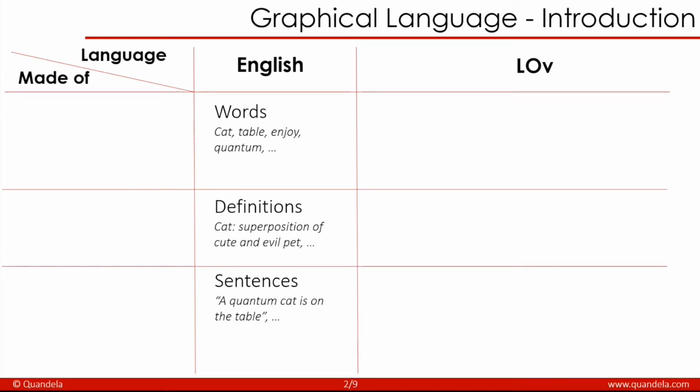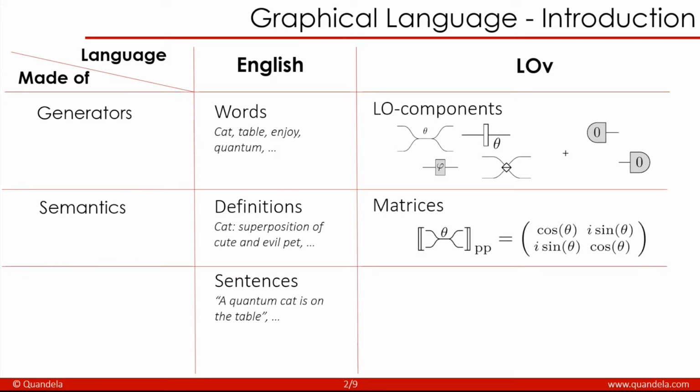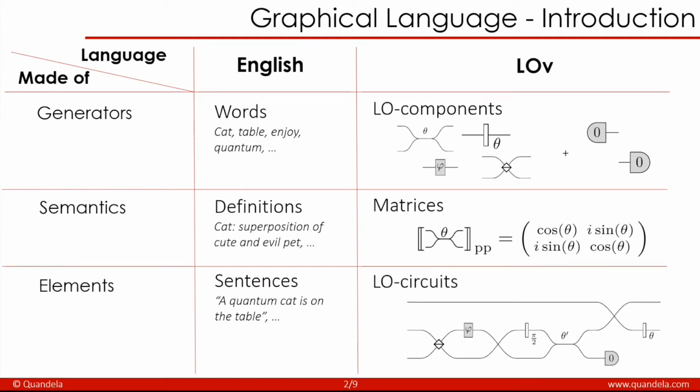For LOv, basically the generators are linear optical components, but instead of words and letters, we have figures, graphics. Each figure has an equivalent of a definition, so basically we call that the semantics. Each component has a process represented by a matrix. And finally, when we add the components together, we have what we call circuits. So here, linear optical circuits.